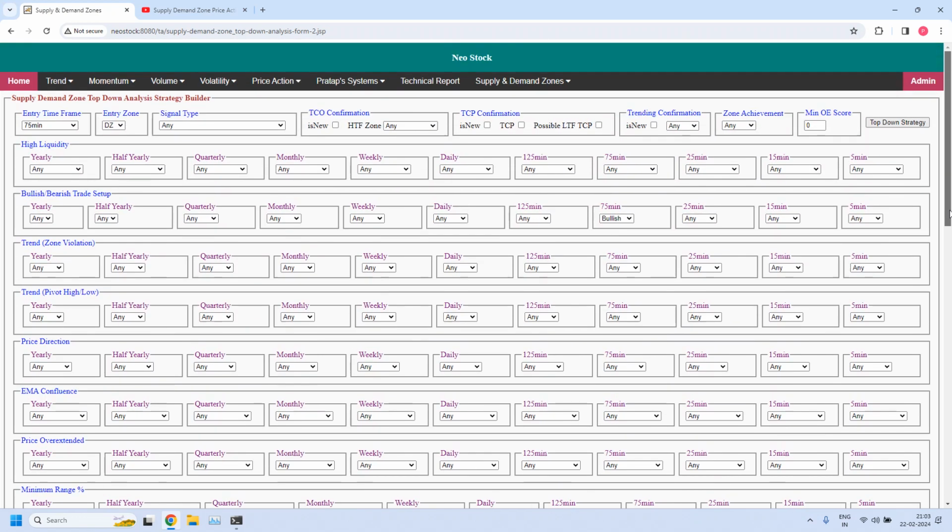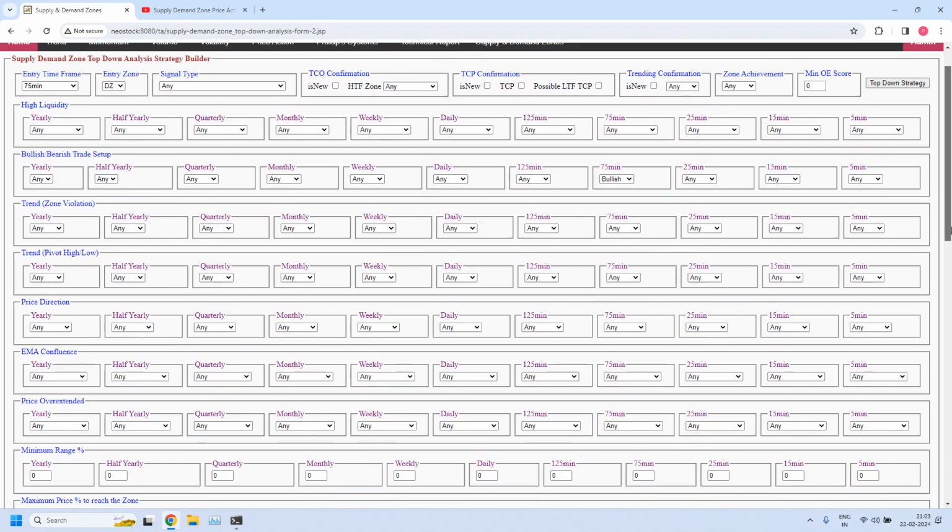After that we will see the minimum reward. The minimum reward should be 3%. If you want 2%, we can set 2% also. Let me select 2%, you may get more stocks. Between the 75 minute demand zone and supply zone, a minimum 2% reward should be there. Maximum, whatever it is, you will get.